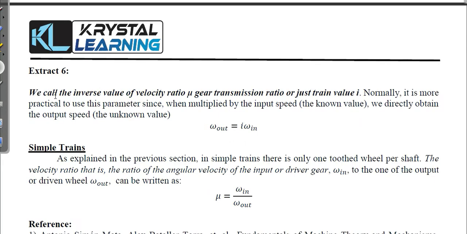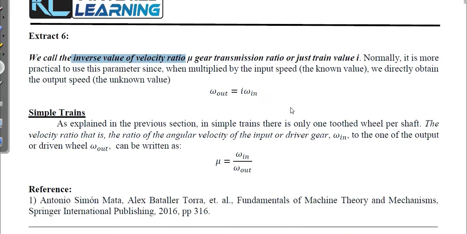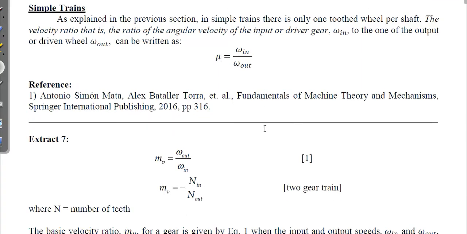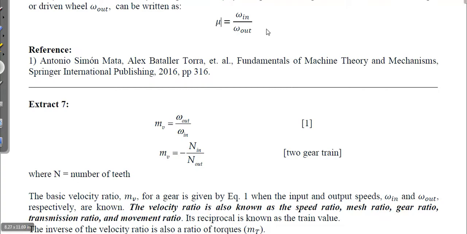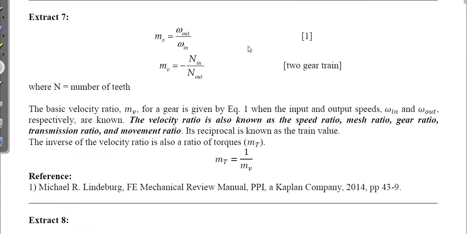But in the next reference, it is saying that the inverse value of velocity ratio is known as gear transmission ratio or just train value, that is output upon input, and velocity ratio is input upon output for this reference. In another reference you just see output upon input, velocity ratio; here input upon output. Between foreign authors there is a tussle going on.